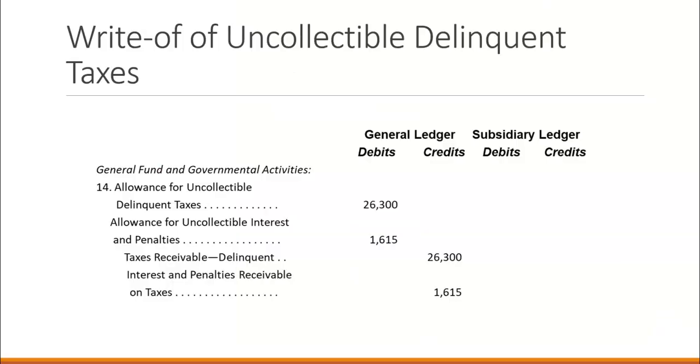We can also write off uncollectible delinquent taxes. So when we feel that there's no way we're going to receive this amount, we're going to write it off and record a journal entry to write off the amount of the uncollectible delinquent taxes and the associated interest and penalties.